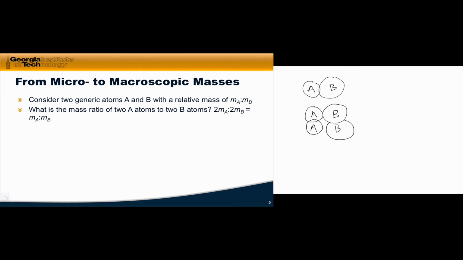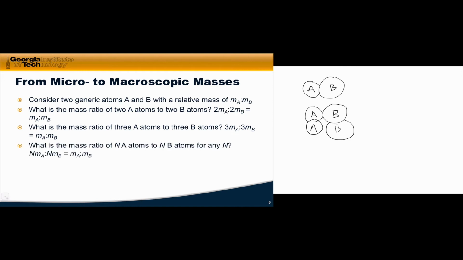We could continue this idea for 3 A atoms and 3 B atoms, and we would see again that the overall mass ratio is still Ma to Mb. This works for any number of A and B atoms, of course. We could extend the argument to as large a number of atoms as we wanted.